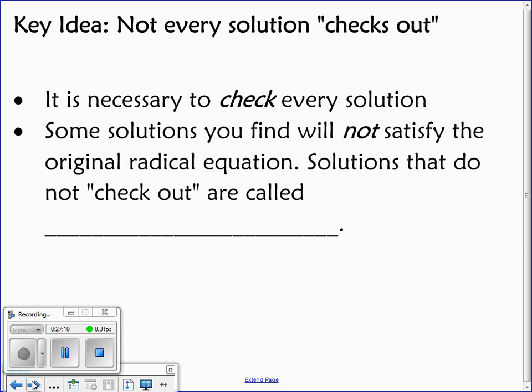So really the focus of the second part is not anything different, except what happens is you do get some extraneous ones. So the first part, we didn't deal with any extraneous yet, right? Everything's always worked. All right, so it's necessary to check every solution. Some solutions you'll find will not satisfy the original radical equation. Solutions that do not check out are called extraneous.